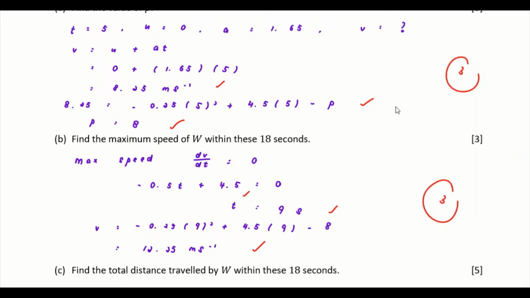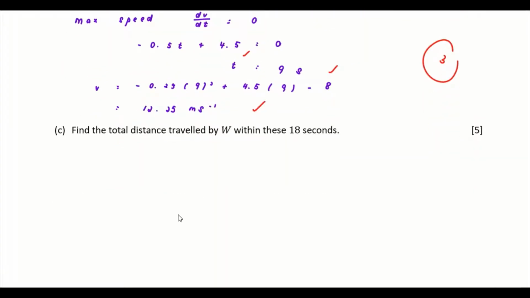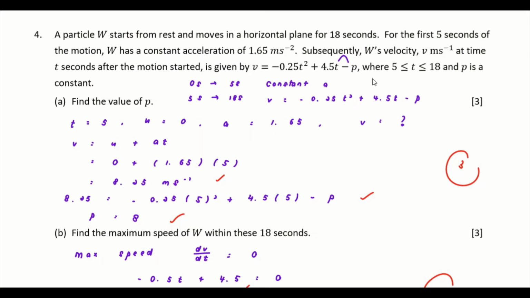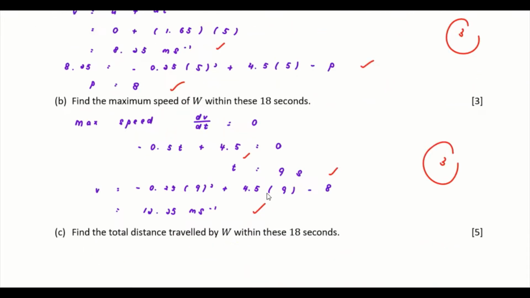Okay, now the last one. Find the total distance traveled by W within the 18 seconds. Okay, this is a tricky question that I purposely put in here. The idea is that I want you to remember that when you try to find total distance, you need to find out whether your particle changes direction or not. That's the thing that I keep emphasizing in the lesson, right? Then when you talk about two stages, you should understand that if the change of direction is happening outside of this range, you shouldn't use that t. So for example, like this question.